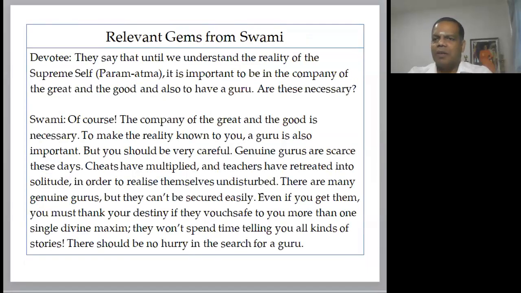This excerpt from Sandeha Nivarani. There are two pairs of question and answers which I have picked up. We'll go through them. Devotee is asking the question. Devotee, they say that until we understand the reality of the Supreme Self, it is important to be in the company of the great and the good, and also to have a guru. Are these necessary?